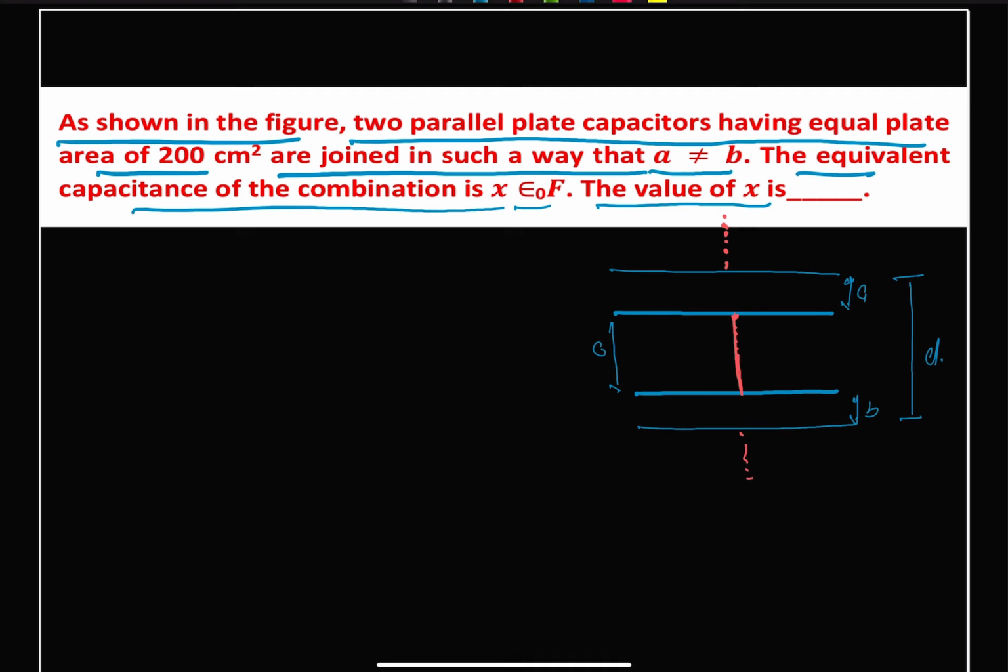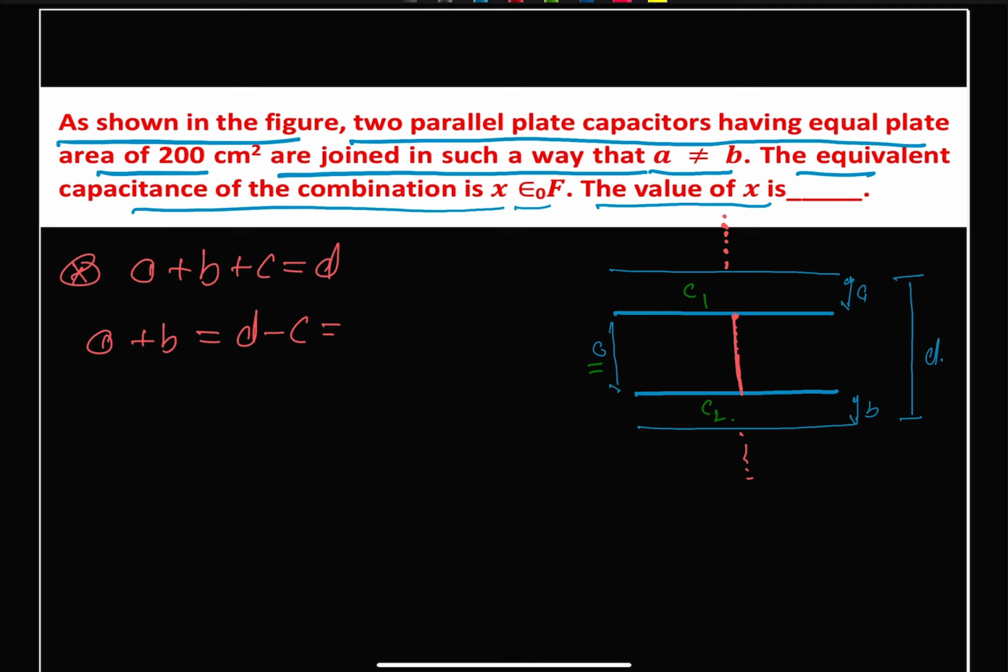So let us suppose this is our C1 and this is our C2, and in between is the conductor whose thickness is given as C. So we can say that the thickness between the plates is C, therefore A plus B plus C is equal to D, and so A plus B is equal to D minus C. The values of D and C are given to us.